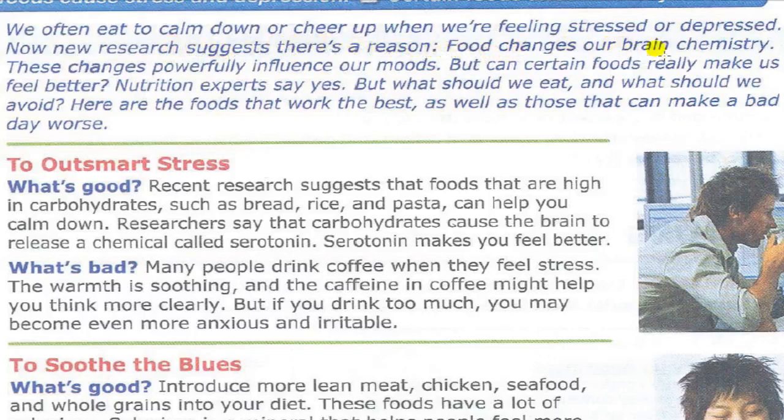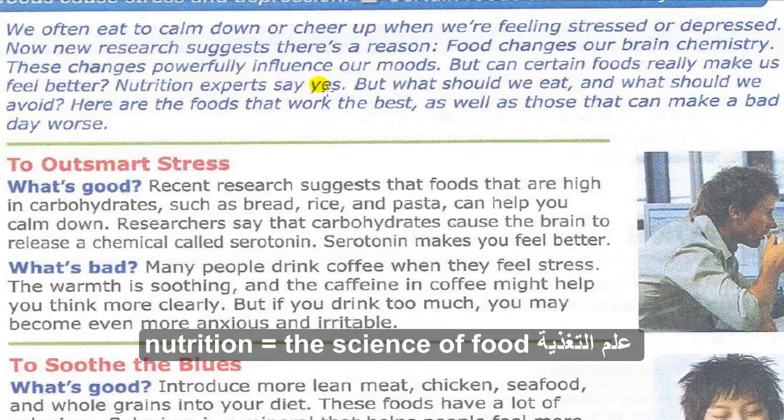Food changes our brain chemistry. The food we eat changes the chemistry of our brains. These changes powerfully influence our moods. These changes affect our moods. But can certain foods really make us feel better? If you eat a kind of food, like chocolate, do you feel better? Do you feel happy? Nutrition experts say yes.